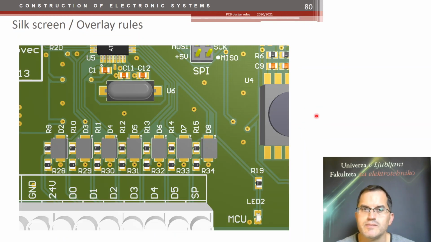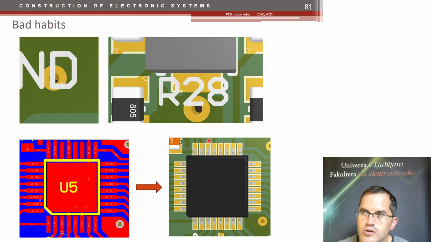What about the silkscreen or overlay rules? Well, these rules say that it's nice to have all text oriented in the same direction. If that's not possible, then maybe use two preferable directions, and don't mix them. Every text should be next to its corresponding component. The text should not go over the holes, because if it does, then you don't see it. It will not be visible.